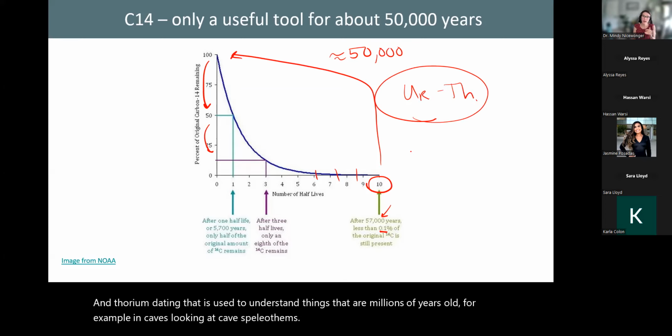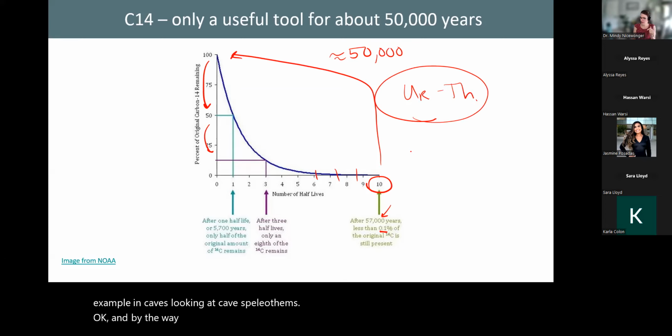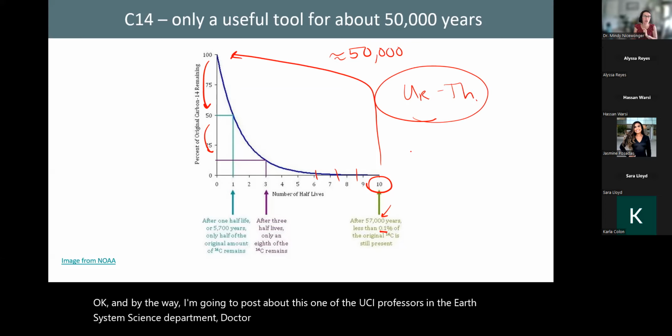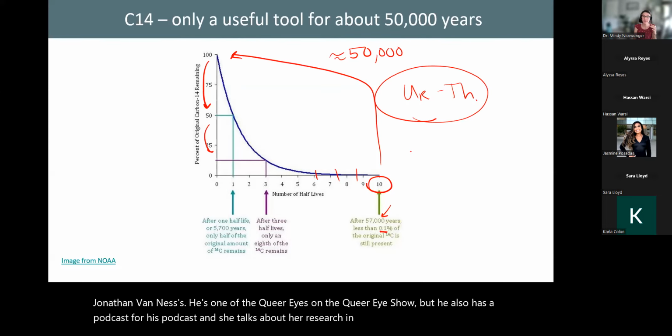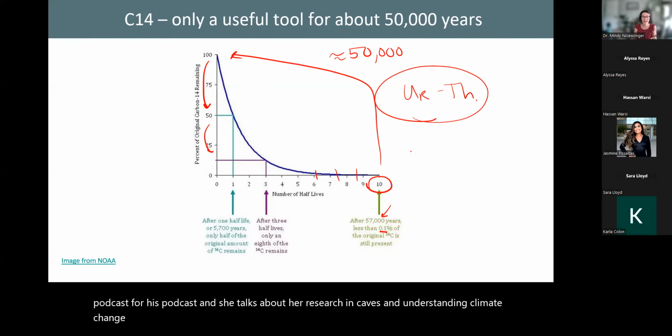Okay, and by the way, I'm going to post about this. One of the UCI professors in the Earth System Science Department, Dr. Kathleen Johnson, was interviewed for Jonathan Van Ness's podcast. He's one of the Queer Eyes on the Queer Eye show, but he also has a podcast. And she talks about her research in caves and understanding climate change by looking at caves. So I'll post that. It's a pretty cool listen.